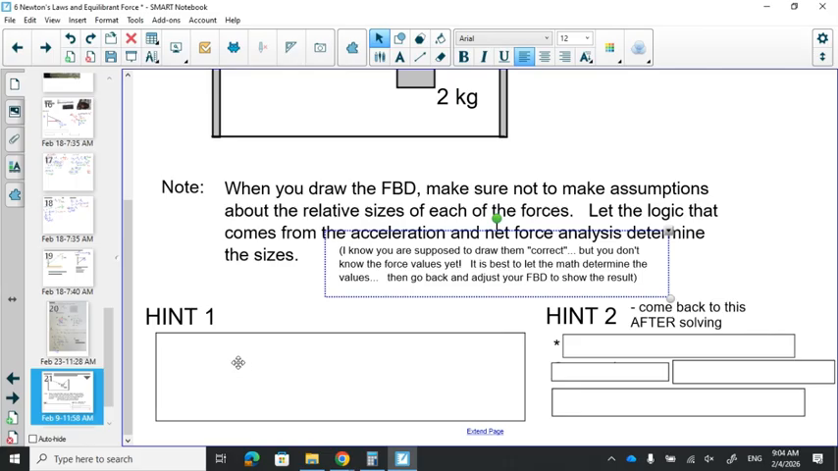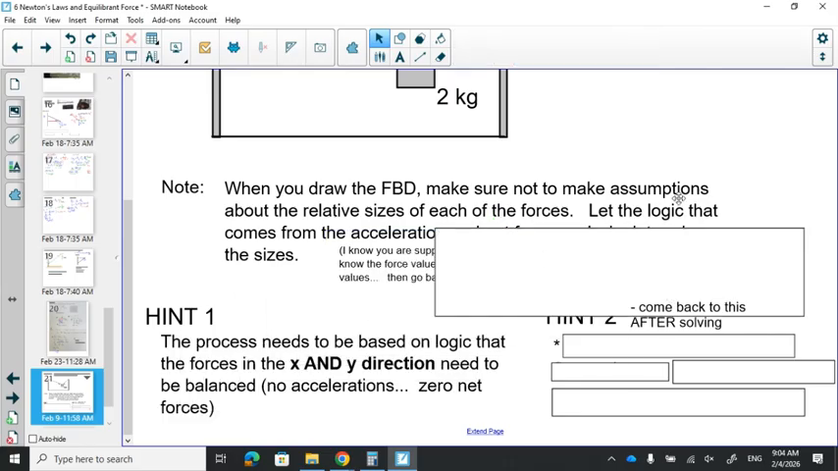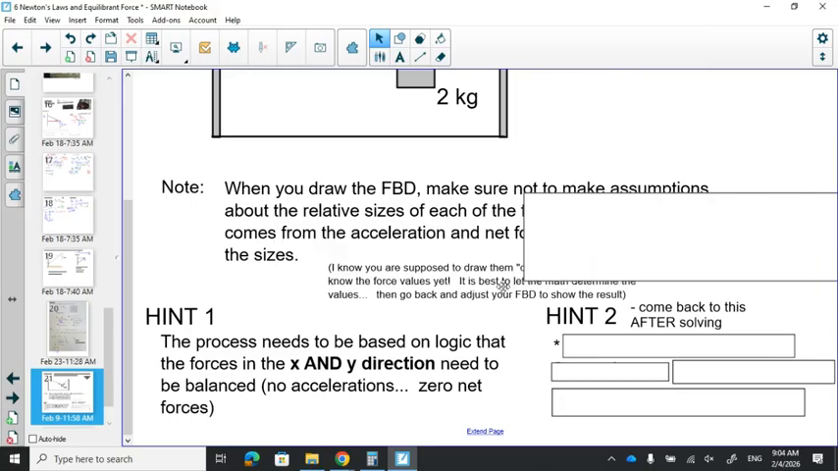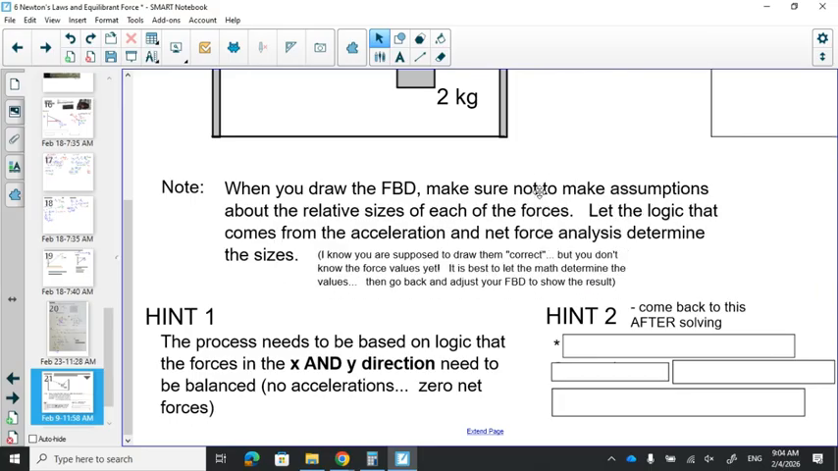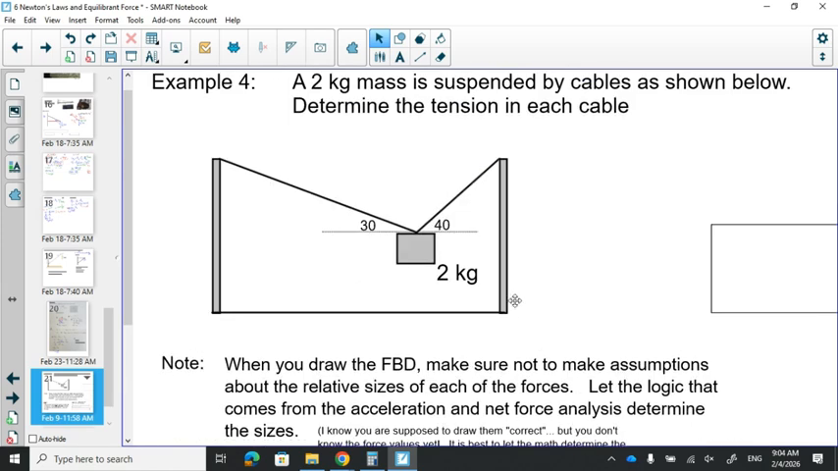This hint's the hopefully obvious one. We have X and Y, no accelerations, right? That's the idea of the static situation. So this is where you would say it's suspended. It's saying it's suspended, and basically, i.e., it's not moving.